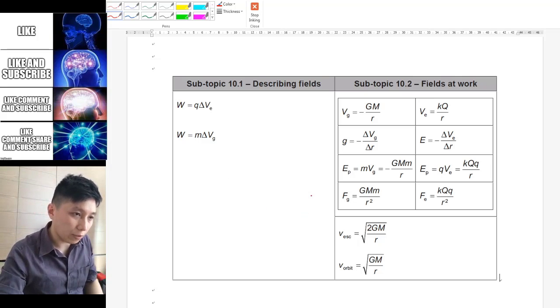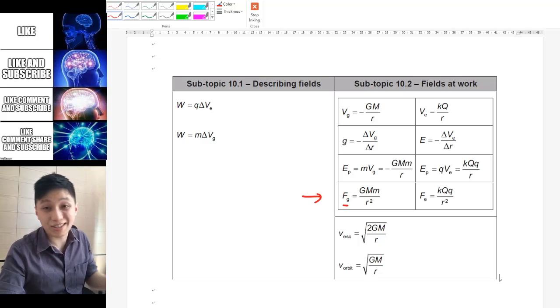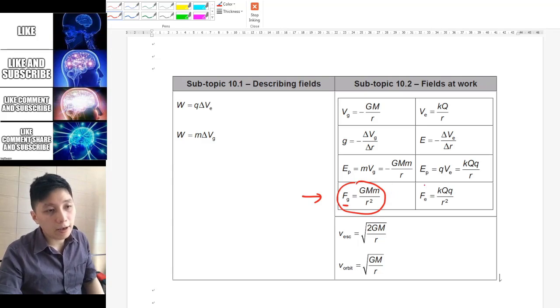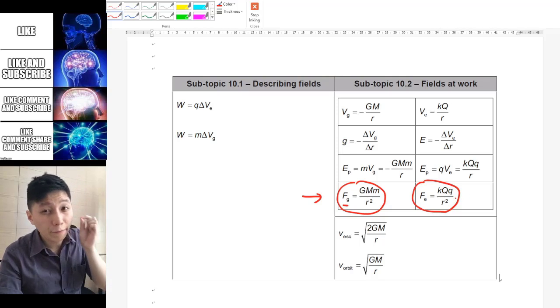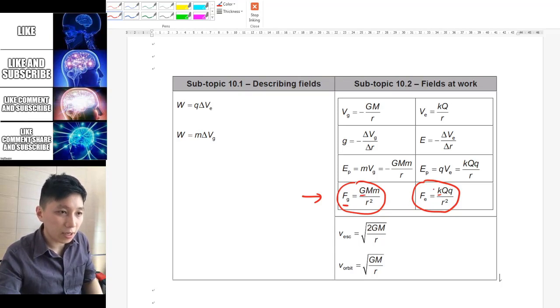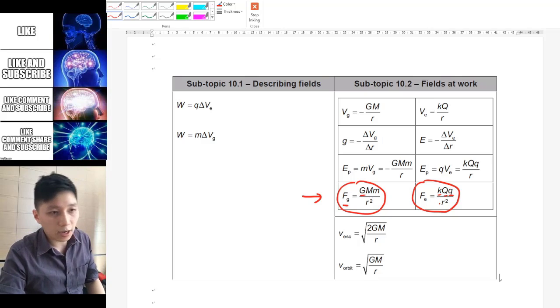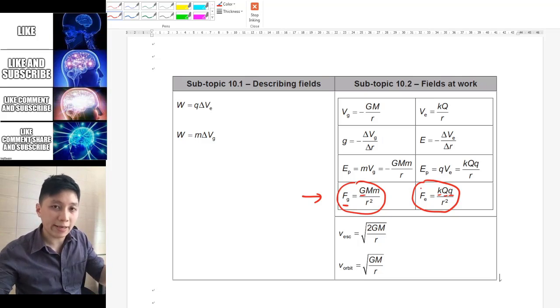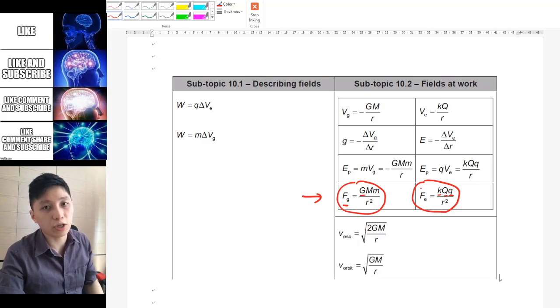For example, for the force of gravitation, which is something that you learned already in chapter 6, the equation is G m over r squared. As for the force of electrostatic charge, it's very similar. You have a K, which is a constant similar to the big G in universal constant, and the big Q, small q, referring to the charge of the two objects. And r squared, again, r remain as the distance between the two charges.